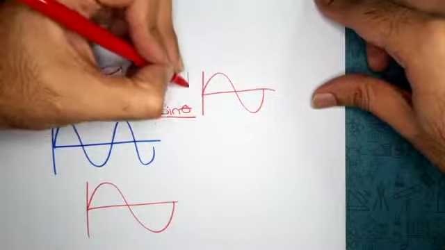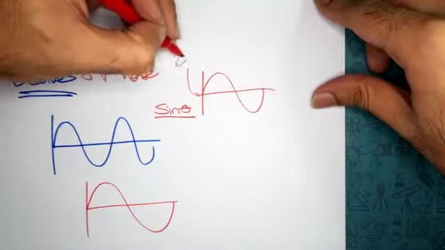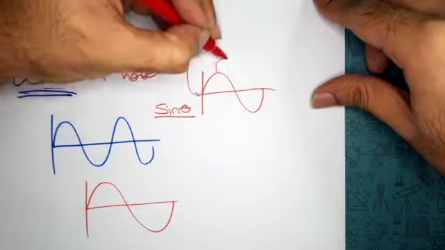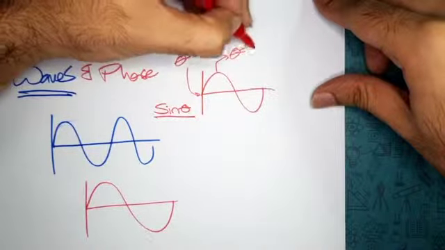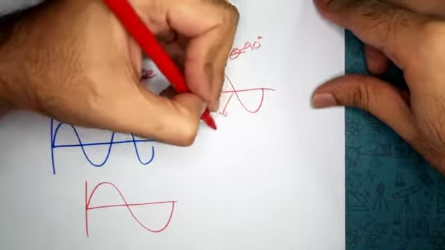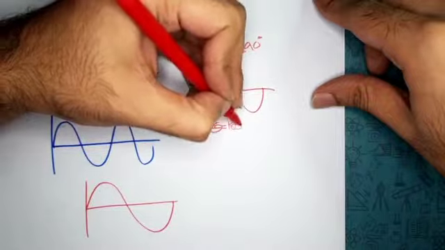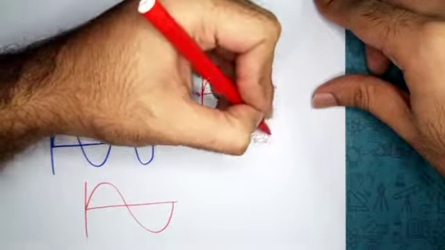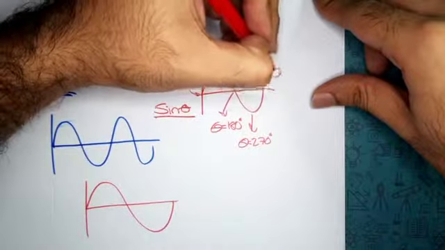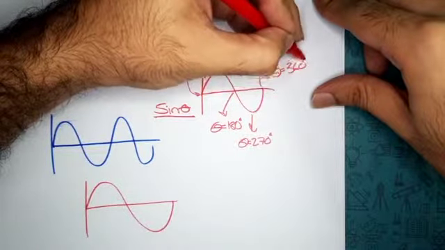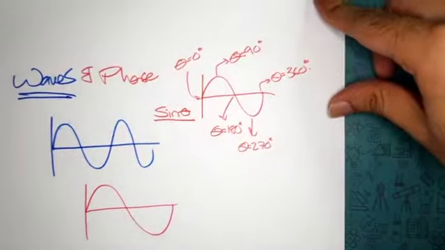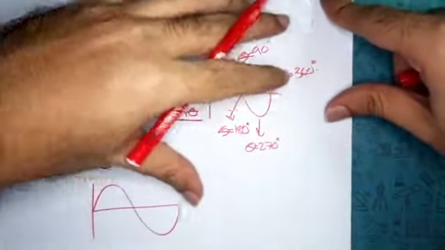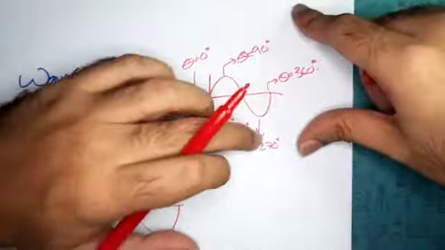So this point here, the starting point, is when theta is equal to 0 degrees. This point is when theta is equal to 90 degrees. This point is when theta is equal to 180 degrees. This point is when theta is equal to 270 degrees. And this point again is theta is equal to 360 degrees. So now the thing is that we will use this map basically to represent different positions of a wave, right?